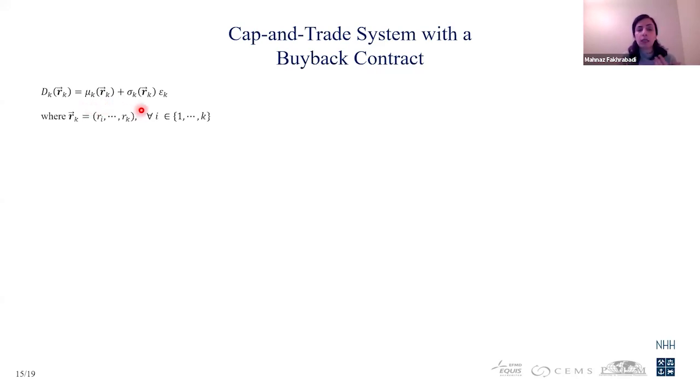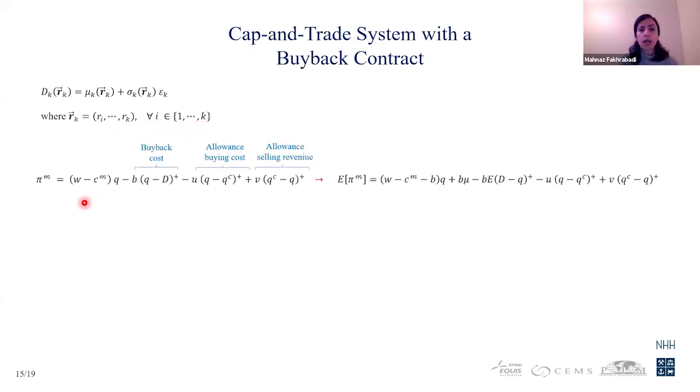We can write it in a more general form, so that the price history can be incorporated in the mean and standard deviation in any form. Here R stands for all of the previous prices, but not necessarily starting from the first; it can be anywhere in time. So for the manufacturer, I have the revenue minus the buyback cost, minus the allowance buying cost if he wants to buy, plus the allowance selling revenue.